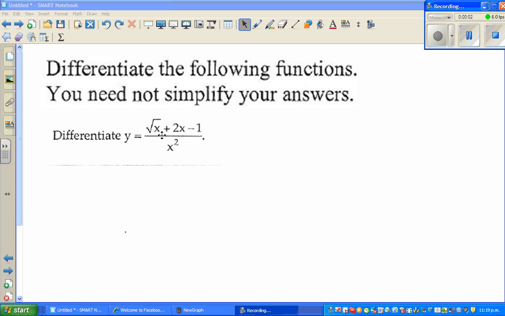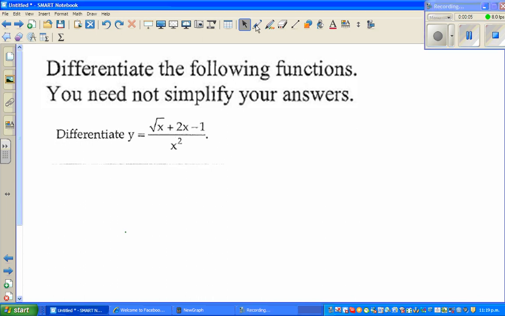Let us look again at the simple question of differentiation. Now here you can differentiate using the quotient rule, but I would like to do the differentiation by simplifying this a little. So what do I mean? Let me write this like this. y is equal to the square root of x, which can be written as x to the power half, plus 2x minus 1, over x squared. So you can distribute this x squared to each of them.